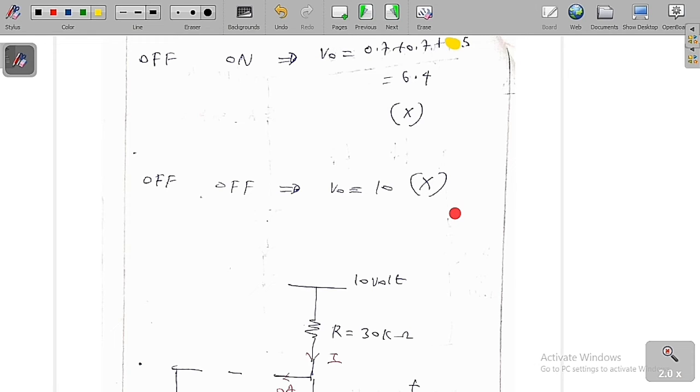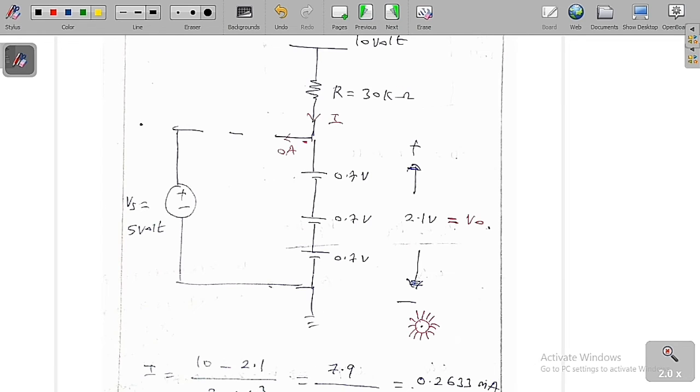So finally I can say only one case is possible, which is D1, D2, D3 are on and D4, D5 are off. So this is the circuit diagram we are going to get, with the 10 volt supply, R equal to 3 kilo ohm. D4, D5 are off, which means open circuit, and Vs is equal to 5 volt. D1, D2, D3 are on, so the diodes are in this direction: P is positive, N is negative. So 0.7 volt each. If you add all these three voltages in series combination, it is 2.1 volt. So the output voltage is 2.1 volt.